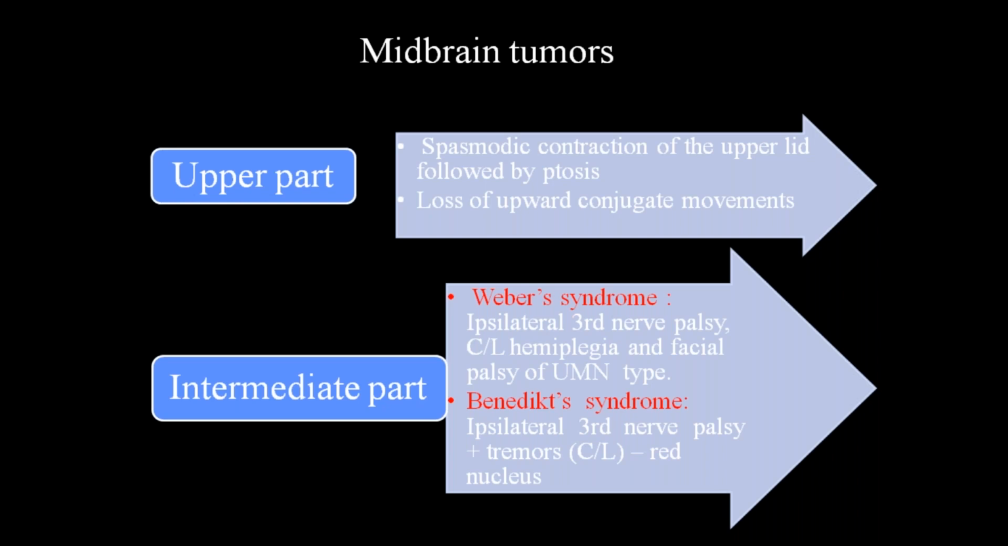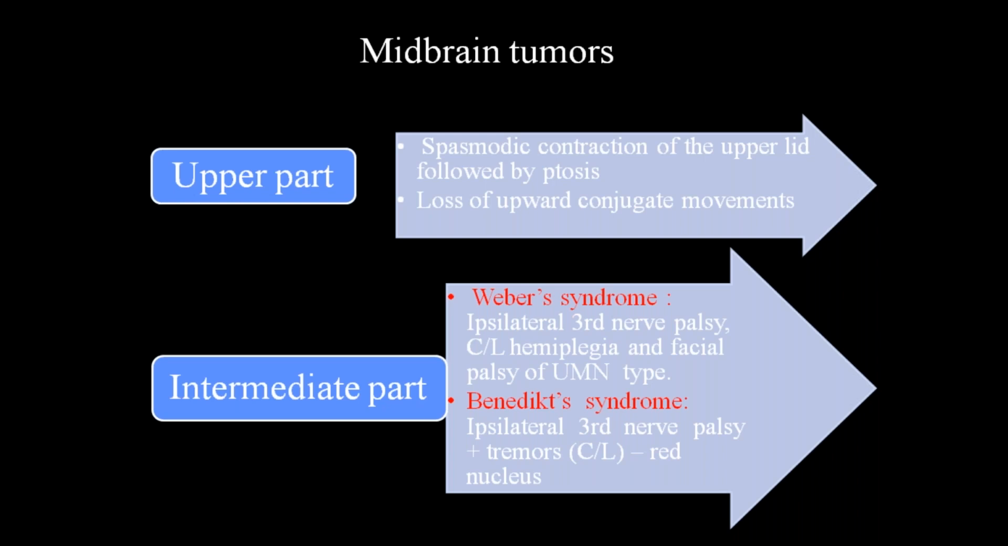Normally, when we are looking left and right, up and down, that is normal. That is called conjugate movements. It means both eyes are moving equally. When the patient is not able to look up, there is loss of upward conjugate movements. Then you are suspecting a problem in the midbrain.